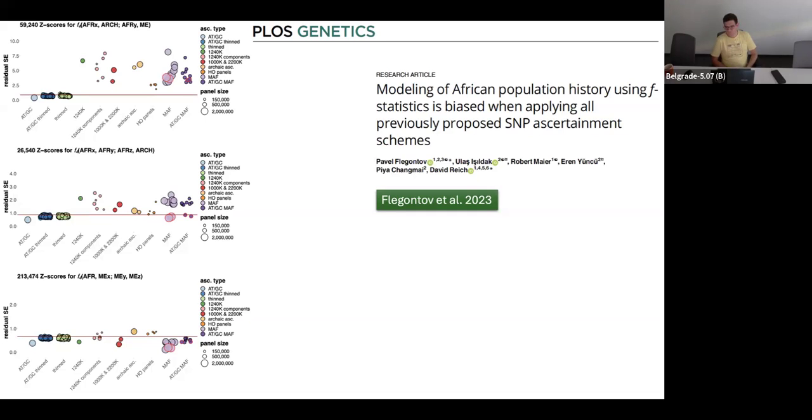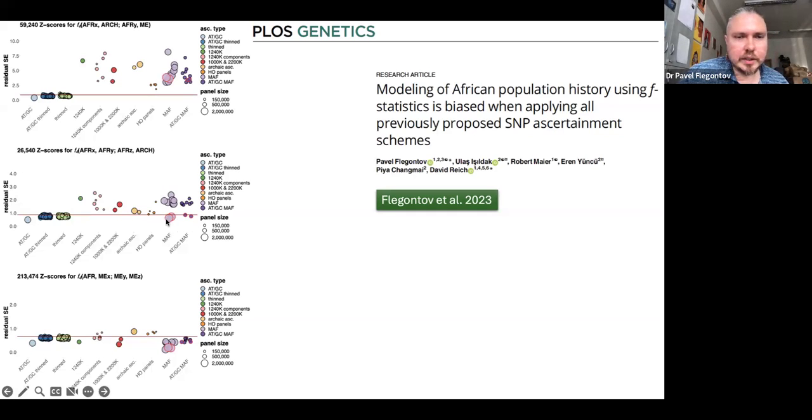Okay. But the take-home message here is that if we actually ascertain on Africans, so if we take a diverse collection of Africans and just take variants that are common there, so we remove rare variants, we take just common variants, let's say with minor allele frequency about 5%, that's actually the best type of ascertainment, which is shown with red border here. So it's unbiased for nearly all classes of F4 statistics, except for this strange class for which everything is biased. But it's unbiased for all the other classes.